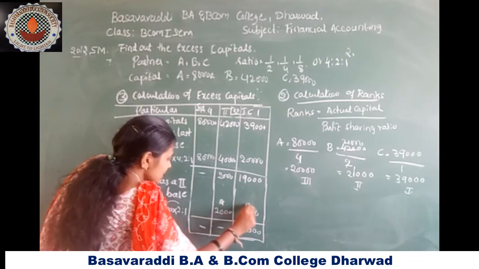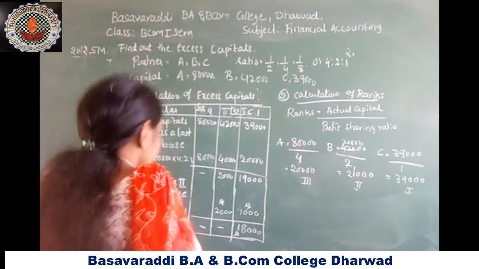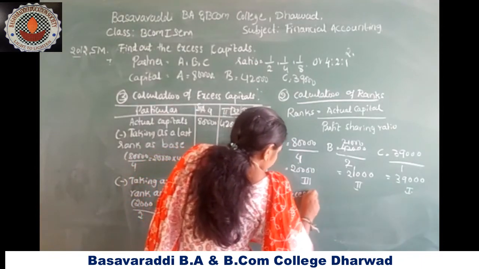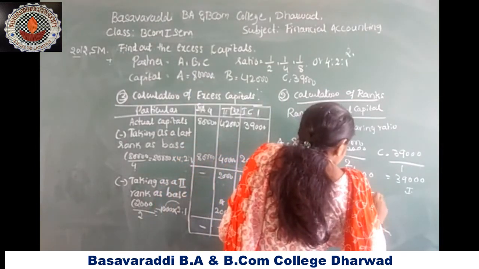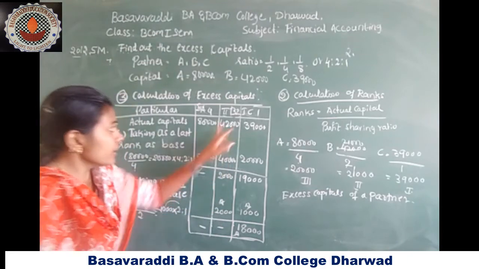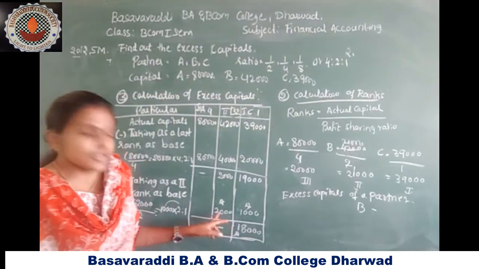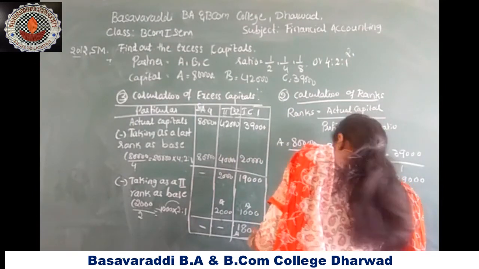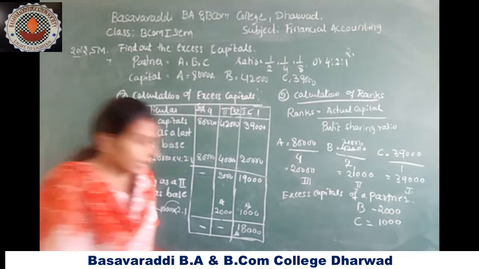These two are excess capital, and this one is the ultimate surplus capital of the fund. Now, therefore, excess capital of partners B and C: B is equal to 2,000 rupees and C is equal to 1,000 rupees. And then ultimate surplus capital.